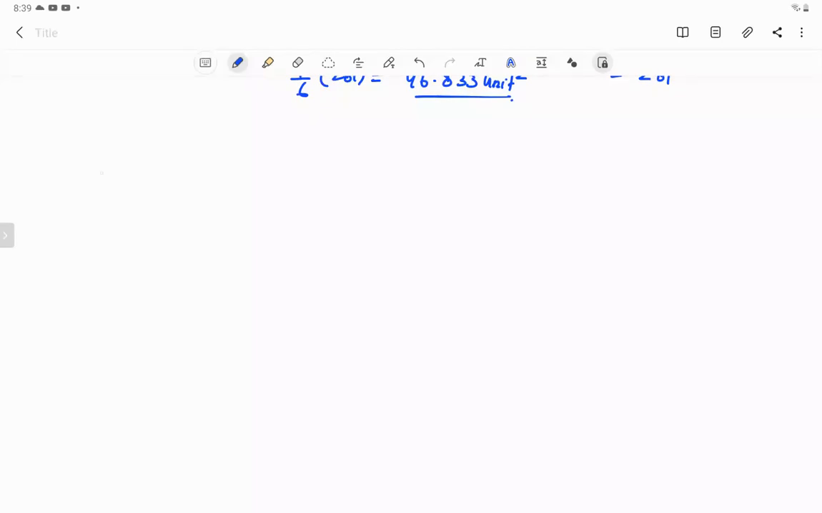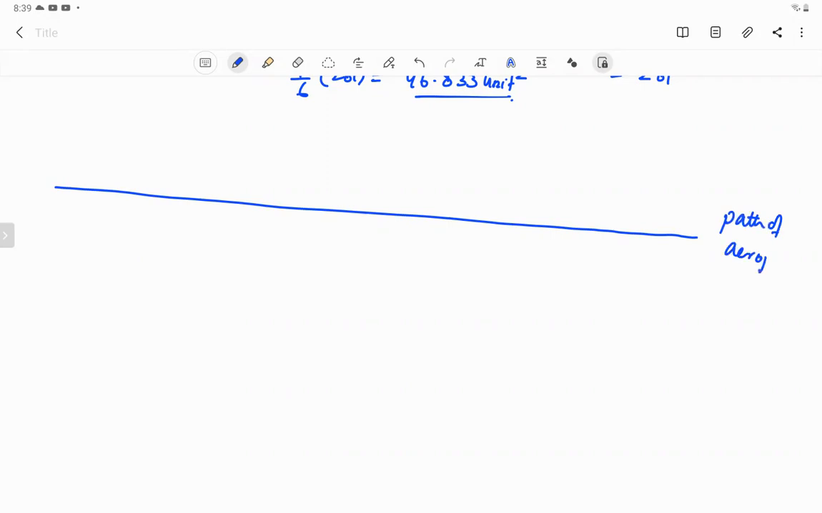Okay. So this is an aeroplane moving like this. The blue line is the path of an aeroplane. The aeroplane is moving in a perfectly straight line. And this is our control tower.